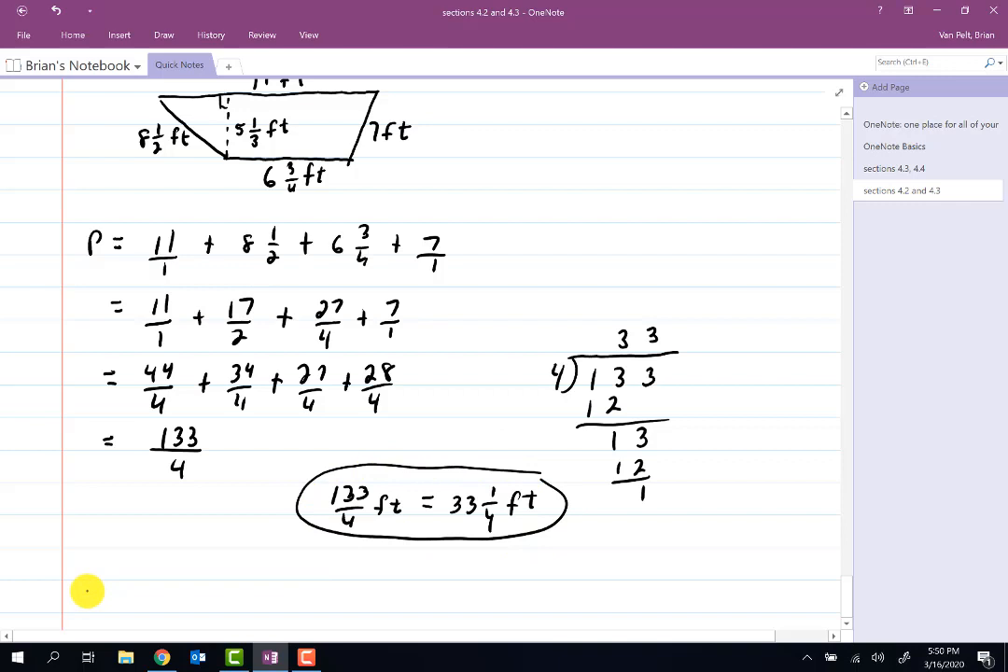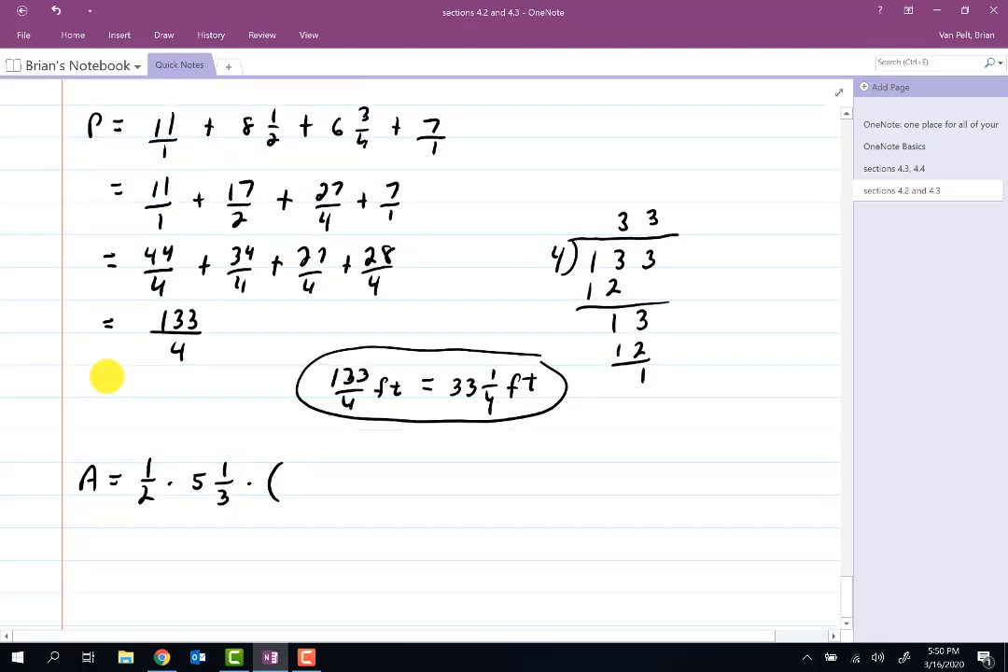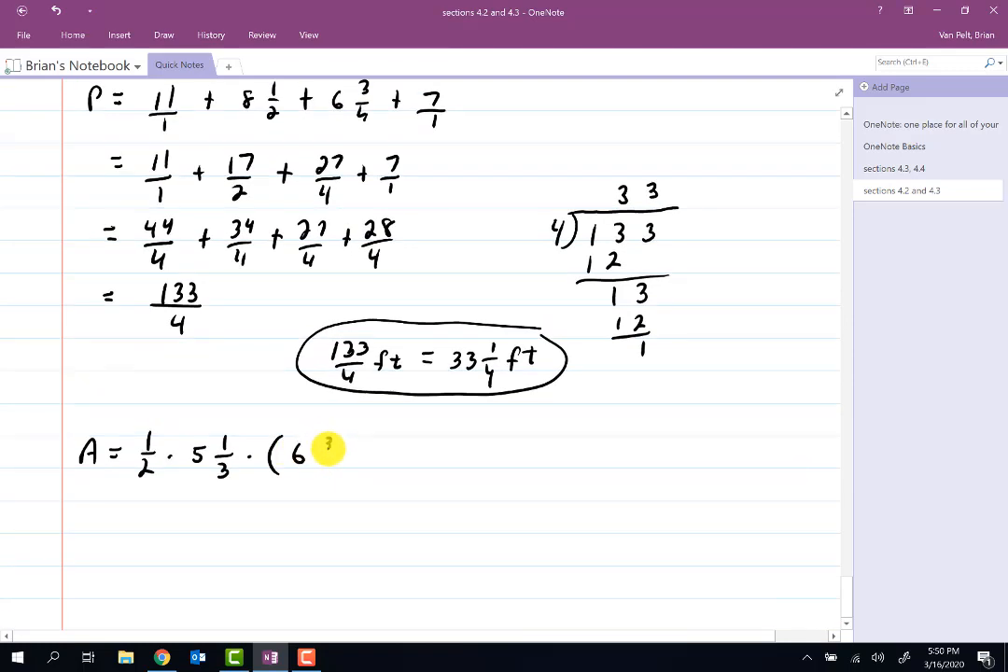For the area, this one I'm going to do 1/2 times the height. The height is 5 1/3. And then times the sum of the small base and the big base. The small base is 6 3/4 and the big base is 11. Now your job is to work the parentheses first. So that's exactly what I'm going to do. The other numbers I'm just going to write out until their time comes.